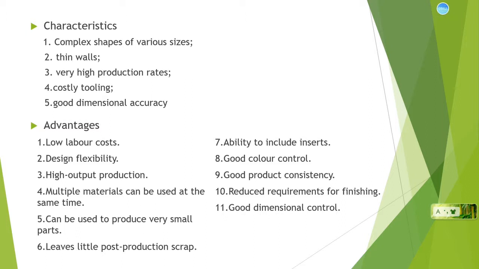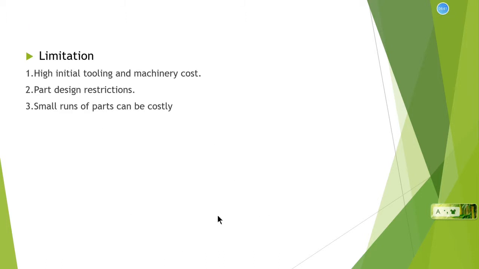Number 5, it can be used to produce very small parts, like parts of toys. Number 6, it leaves little part production scrap. Number 7, it has the ability to include inserts. Number 8, the color is easy to control. Number 9, good consistency. Number 10, reduces the requirements of finishing. So the dimensional tolerance is narrow. Number 11 is also the same as number 10.